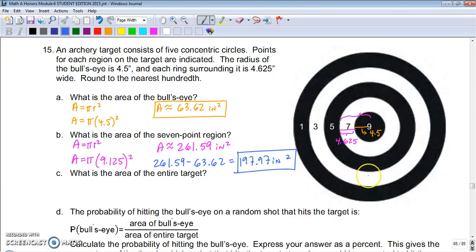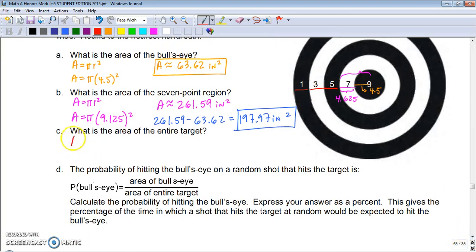And then we want to find the area of the entire target. So each time that we're moving out, we're going to be adding 4.625 for each ring except for the bullseye. So on B, we already added 4.625. We're going to add a second for the 5, a third for the 3-point region, and a fourth for the 1-point region. So in this problem, we're going to be doing area equals pi r squared again.